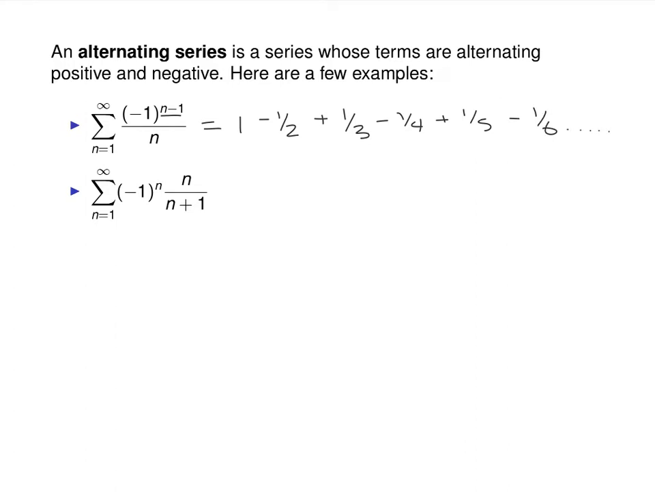This next one, instead of the first term being positive, the first term is negative. It'll be negative 1/2. The next term will be positive 2/3. And then negative 3/4, positive 4/5, etc. And a series is alternating if there is this flip-flopping happening in the signs.